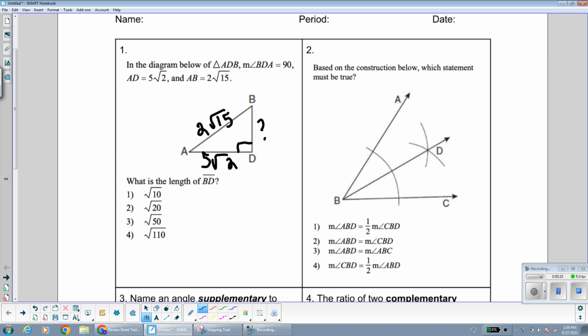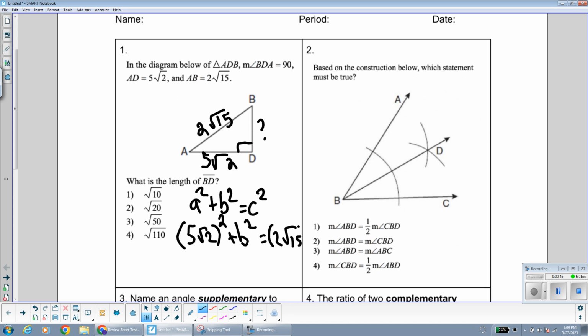Whenever we have two sides of a right triangle and we need to find the missing side length, we can use the Pythagorean theorem in order to do that. So remember, for the Pythagorean theorem, A and B are the legs. So one of the legs is 5 radical 2, and remember your parentheses when you plug in. We don't know what the other leg is, we're solving for it, and the hypotenuse is 2 radical 15. So when you put 5 radical 2 squared into your calculator, that should give you 50. And when you type in 2 radical 15 squared into your calculator, that should give you 60.